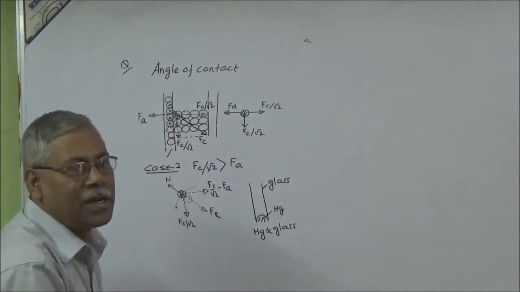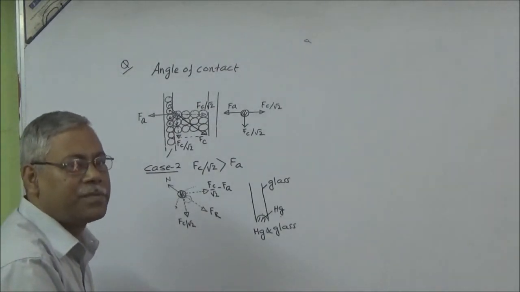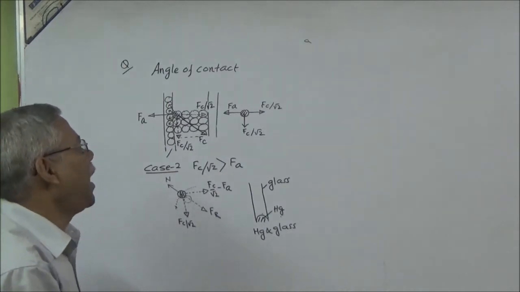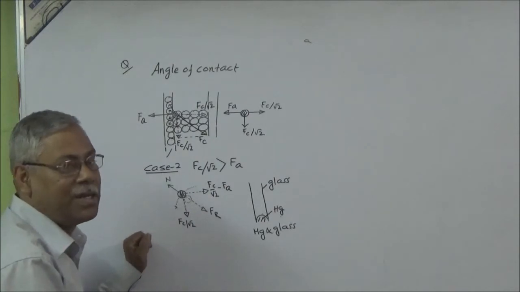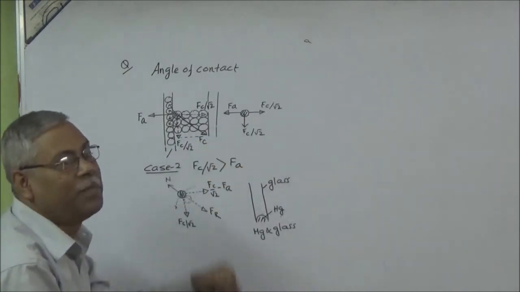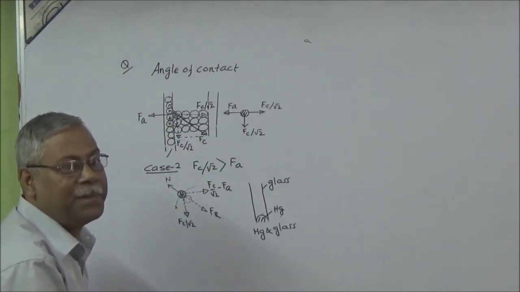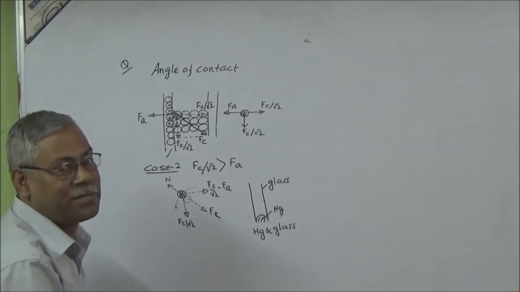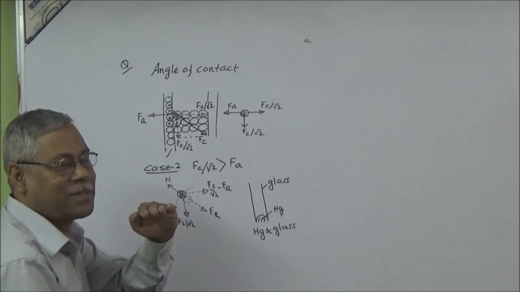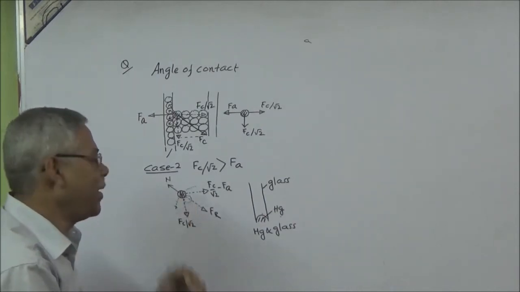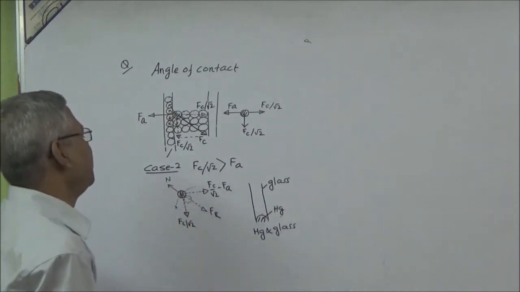For mercury and glass, we get this type of surface. And there may be another case, case 3, in which FA and FC by root 2 become equal to each other. In that case, you will get a flat surface. Flat. Okay.